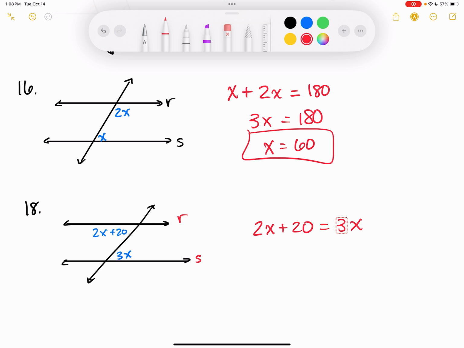So, subtract 2x over here. 20 is equal to x. So again, I could obviously plug those in, but I don't have to.